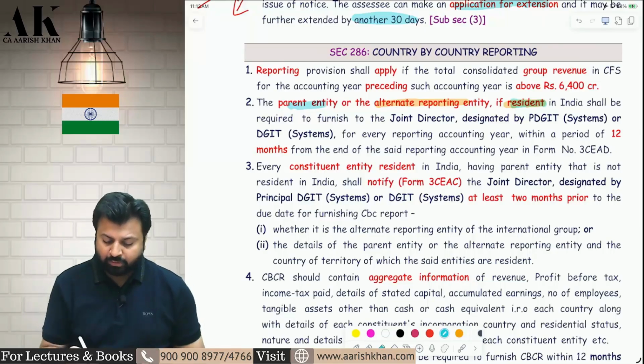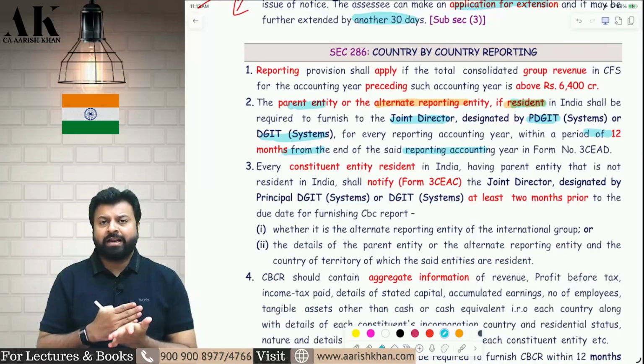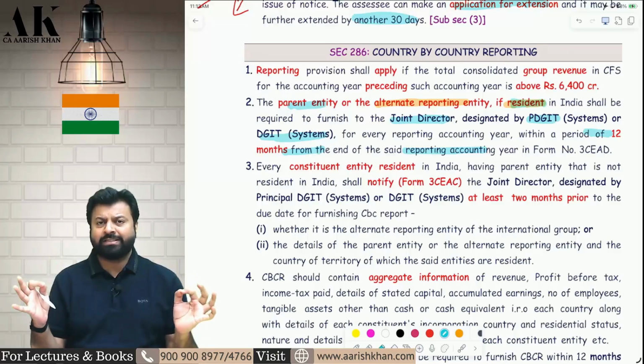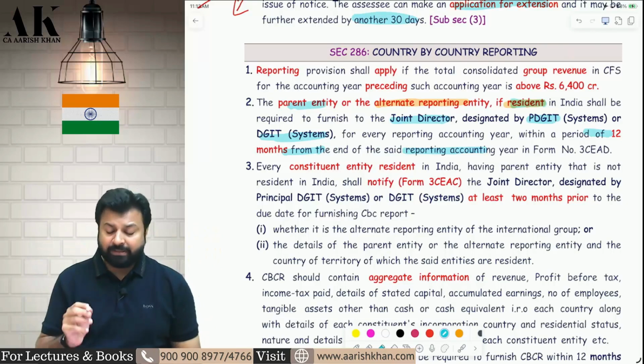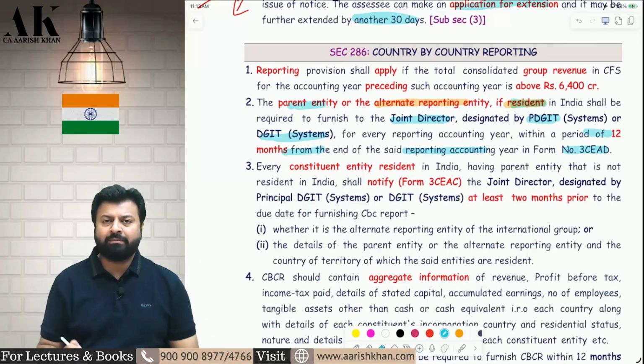Now they will file CBCR to him. They will file CBCR to the joint director designated by the Principal Director General of Income Tax or Director General of Income Tax, and they will file the CBCR within 12 months from the end of the said accounting year. That is, for financial year 25-26, CBCR will be filed within 12 months from the end of 25-26. That is, CBCR will be filed by 31st March 2027. And the CBCR has to be filed in form 3CAD. This is the form number. You may not remember the form number. It's okay. But this is the number which is there in the income tax rules. So form 3CAD is the form number.